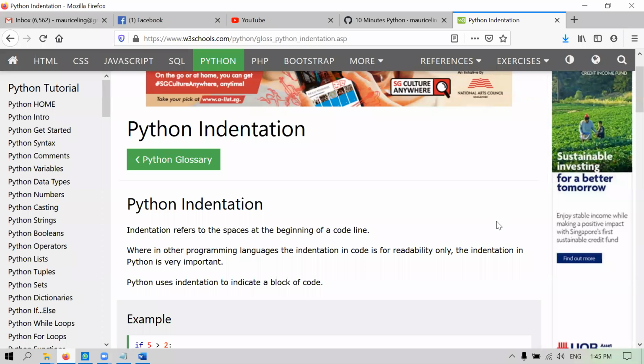Okay, welcome to, I think this is the eighth video in my 10 Minutes Python series. It's not exactly Python per se, but I want to talk about this thing known as indentation.